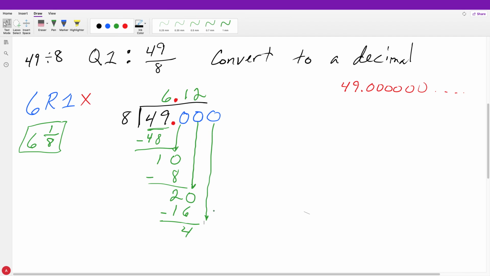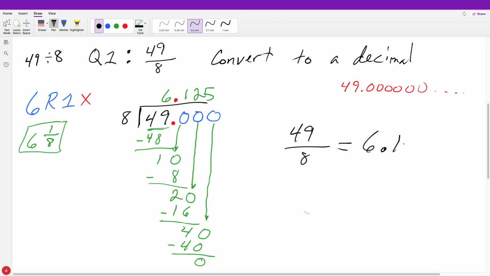Right? And we will keep adding zeros until the number either repeats or until the number ends. So now when I do this, okay, does 8 go into 40? Yes, it does. It goes into it 5 times. So 8 times 5 gives me 40. Now when I subtract, I have a remainder of 0. I know that 49 over 8 is equivalent to 6.125. All right, so that will be converting it to a decimal.